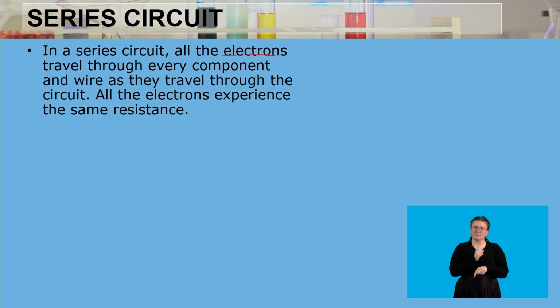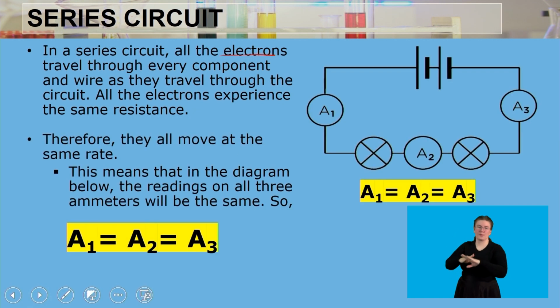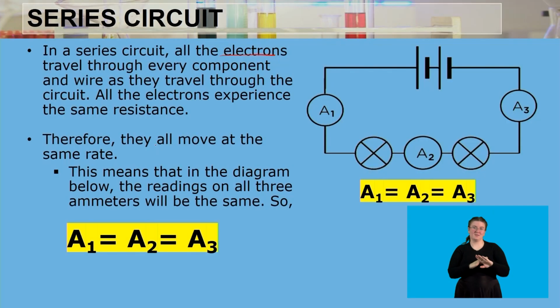So that means all the electrons are going to experience the same resistance in series, because the resistors are going to be connected one after the other. Remember, the bulbs are going to be connected one after the other as the electrons are moving through those bulbs. Remember, we're going to be using our bulbs as our resistors. So that means they are going to be moving at the same rate. Because the electrons are experiencing the same resistance, they are going to be moving at the same rate.